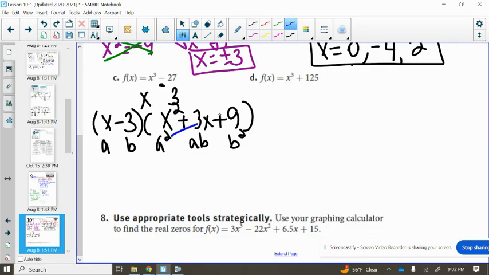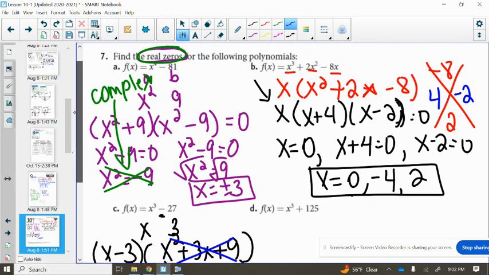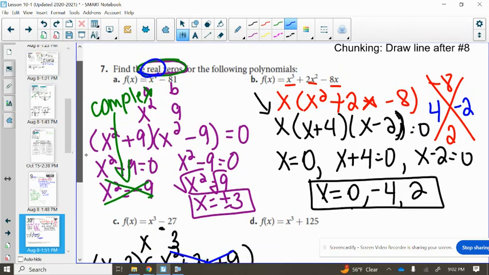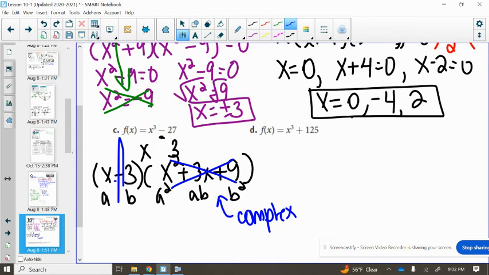Now these are always going to give you complex answers. So again, if we are looking for only the real zeros, the only piece we're going to have to worry about setting equal to 0 is this one here. So x is just 3.